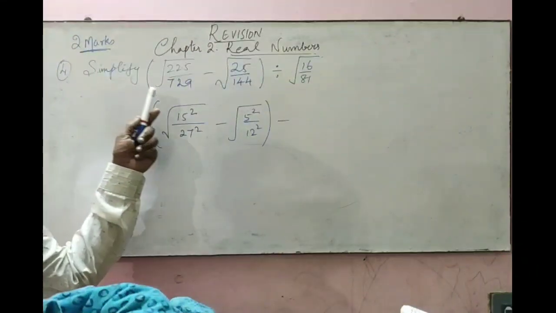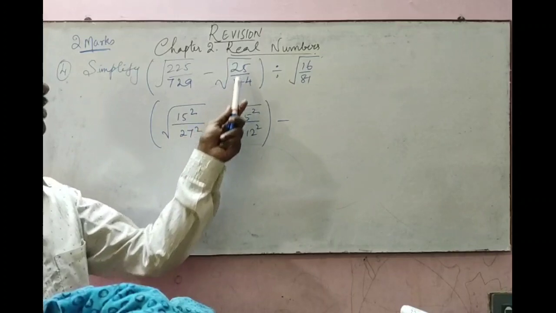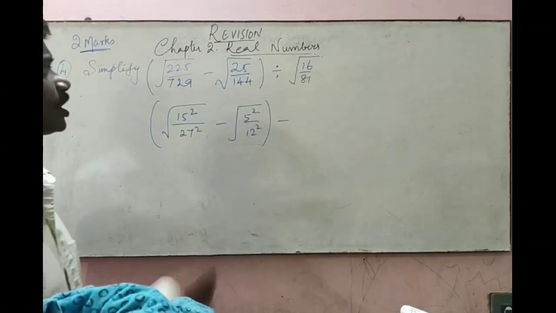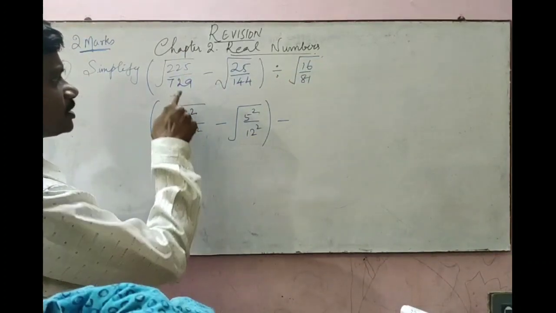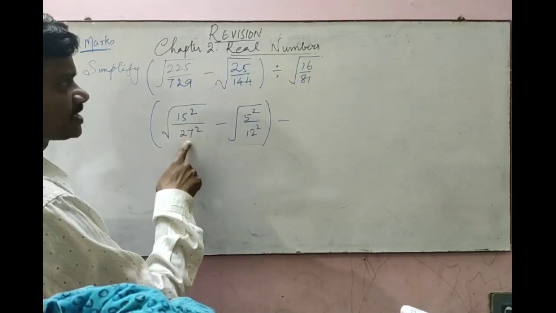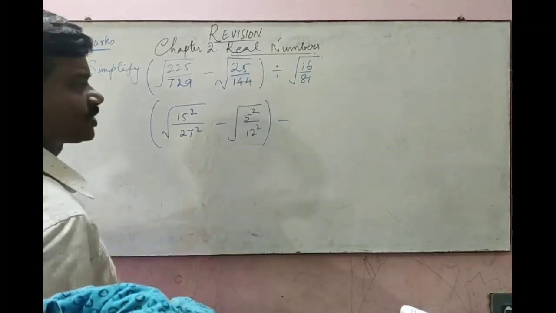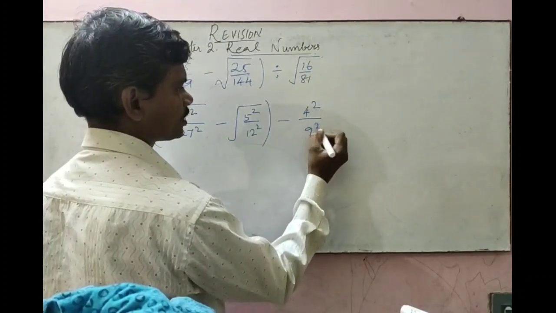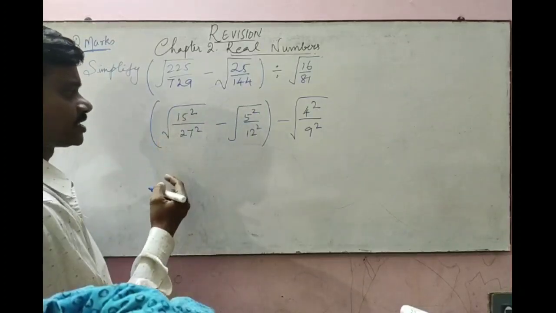Next, in the fourth sum, simplify (square root of 225 by 729 minus root of 25 by 144) whole divided by root of 16 by 81. You know all these numbers are square numbers. 225 is the square of 15, 729 is the square of 27, 5 square is equal to 25, like that 12 square is 144. Here 16 can be written as 4 square and 9 square is 81. So all these square and root gets cancelled.